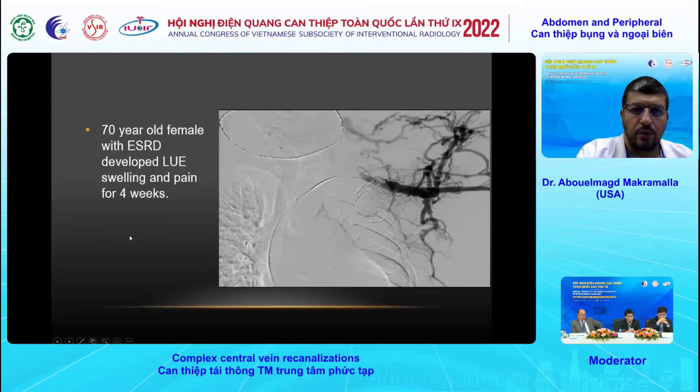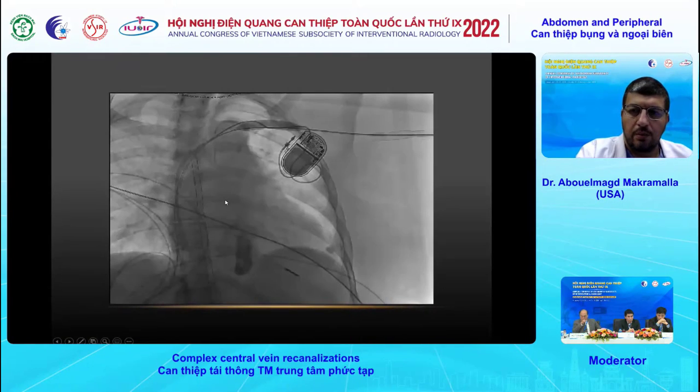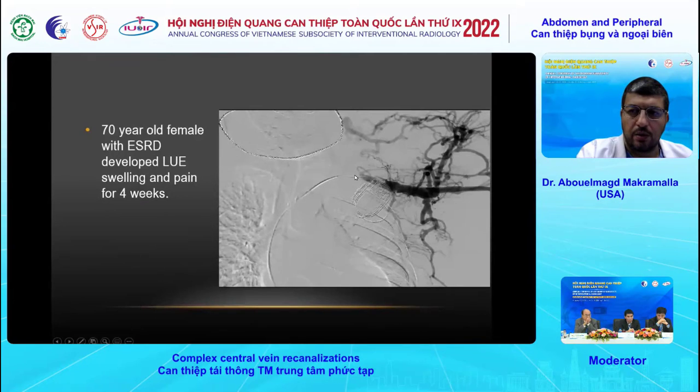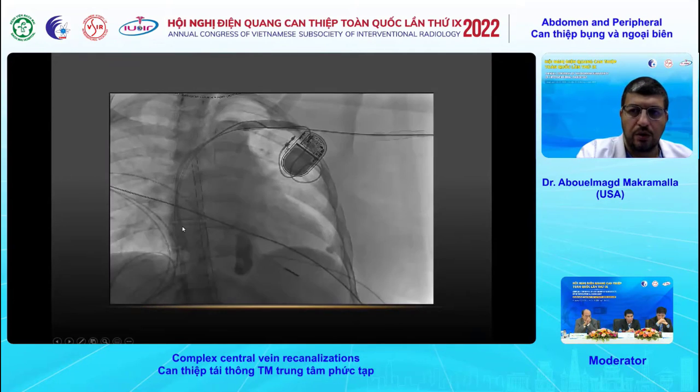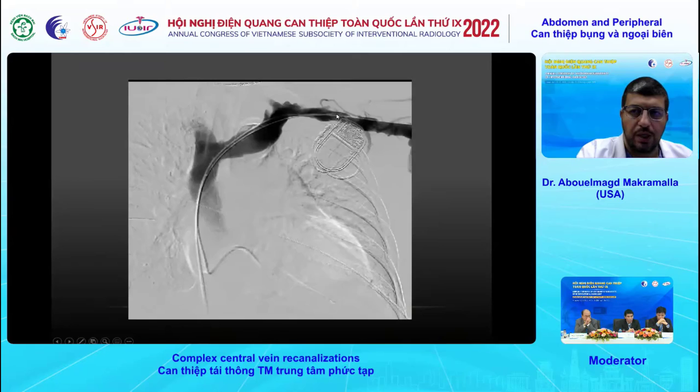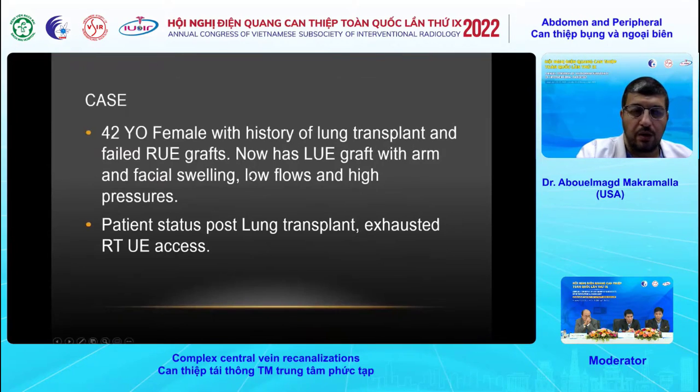This is another patient, 70-year-old with left upper extremity swelling and pain for 4 weeks. As you can see, there is a pacemaker with the subclavian vein completely occluded. We were able to recanalize and get a wire across, and then we angioplasted the subclavian vein, and it remained patent. So we opted not to place a stent, as the patient was one of our institutional patients. So they had excellent follow-up with us and remained patent for at least 3 years.